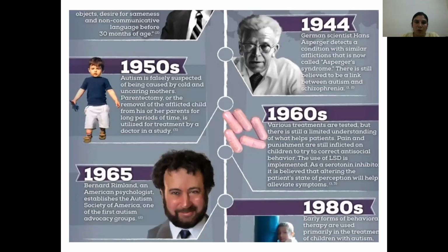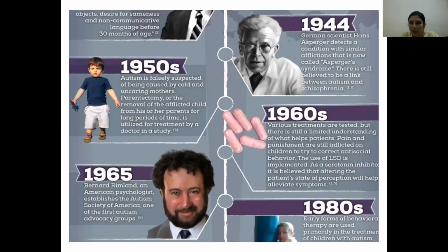1950s, autism is falsely suspected of being caused by cold and uncaring mothers. Parentectomy, or removal of the afflicted child from his or her parents for a long period of time, is utilized for treatment by a doctor in a study. 1960s, various treatments are tested, but there is still a limited understanding of what helps patients. Pain and punishment are still inflicted on children.